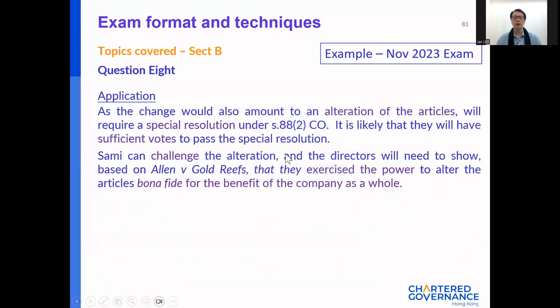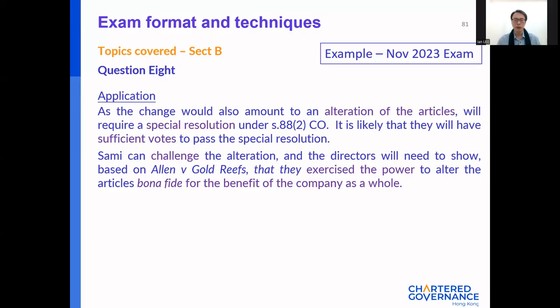So as the change would also amount to an alteration of articles, it will require a special resolution under Section 88(2). So don't forget, we're still trying to alter the articles. We're amending the contents of the articles. So you still need to refer to Section 88(2), where you need a special resolution by the shareholders in general meeting. But based on the story, it's likely they would have enough votes to pass the special resolution.